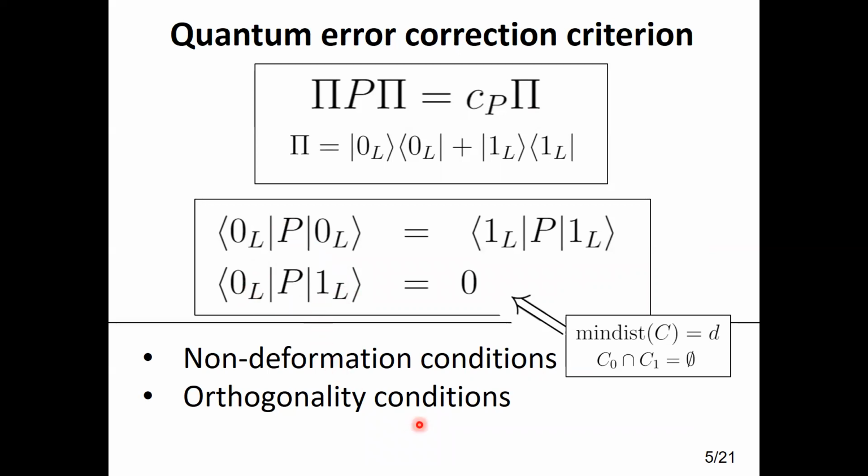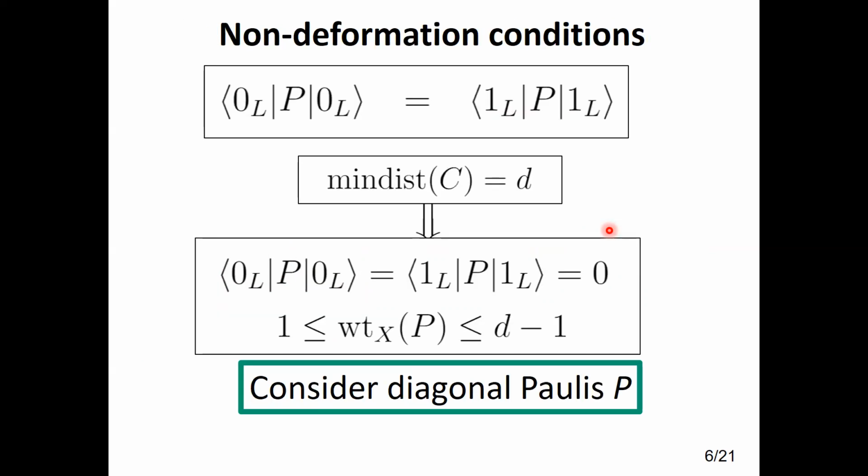And we also want some orthogonality conditions. That is, by putting the P on the logical one, it doesn't take it to the logical zero. And this orthogonality condition comes for free from the classical distance of the code. So what we really want to check is how these non-deformation conditions can be satisfied by an appropriate choice of the coefficients in the superposition for our logical code words.